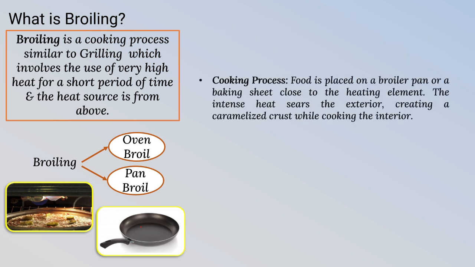Then what is the cooking process? Food is placed on a broiler pan or a baking sheet close to the heating element. Heat is coming from the top. The food is placed on a broiler pan or baking tray, and it is placed in the oven very near to the heating element. The intense heat acts on the exterior of the product and it sears. Sears means it seals the outside and creates some browning color, creating a caramelized crust while cooking the interior. So that is the cooking process.